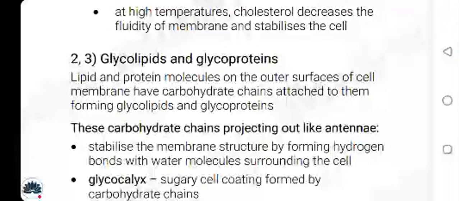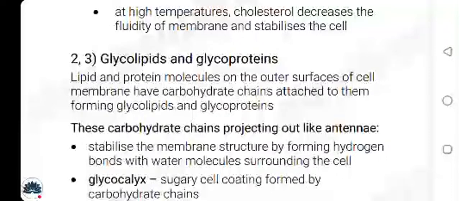Okay, so whenever glucose or glycogen molecules are attached to lipid molecules or protein molecules, they are called glycoproteins and glycolipids.